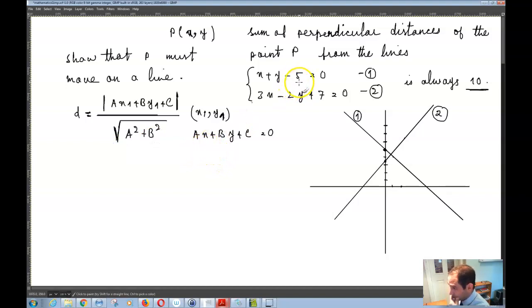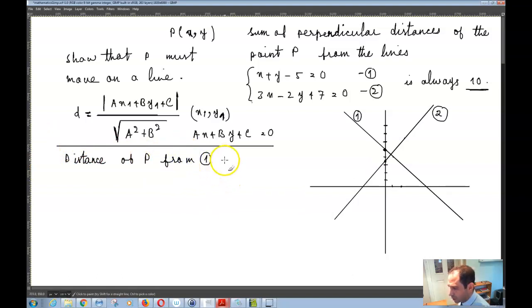So now, that means that if I think of the perpendicular distance of P from the line 1, well, the line 1 is basically x plus y minus 5 is equal to 0. That means that your a is equal to 1, your b is equal to 1, and your c is equal to -5. And of course, I will take the coordinates of the point P as x1, y1. You can do that.